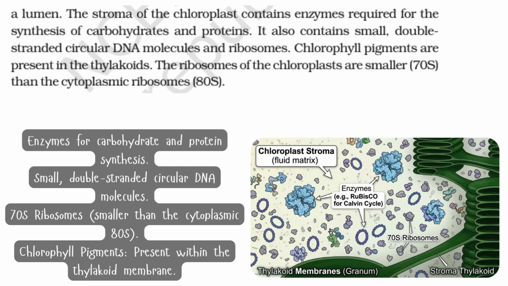But here is a structural detail. While mitochondrial DNA is described simply as circular, the chloroplast stroma contains small, double-stranded circular DNA molecules. It also houses 70S ribosomes, which are smaller than the eukaryotic cytoplasm's 80S ribosomes. This dual presence of 70S ribosomes and circular DNA in both mitochondria and chloroplasts supports the endosymbiotic theory.